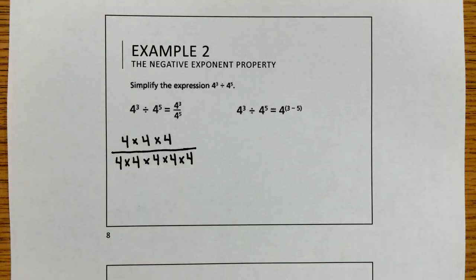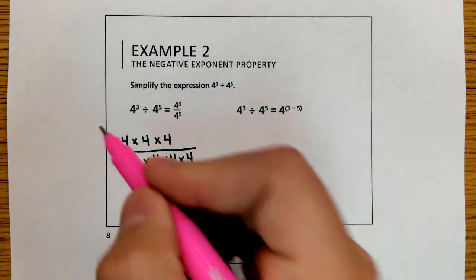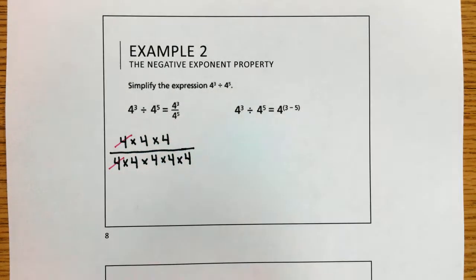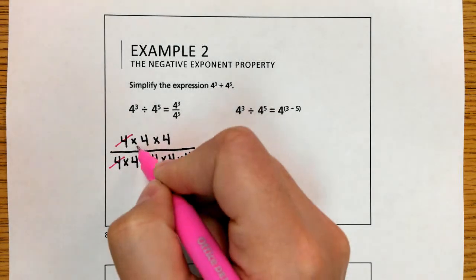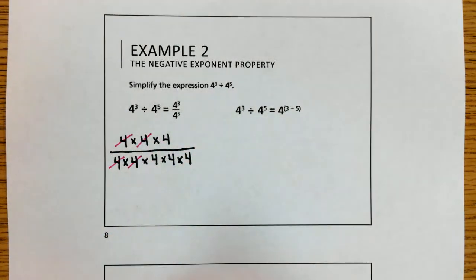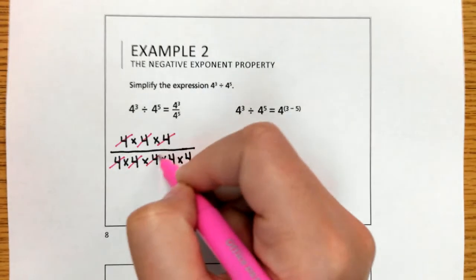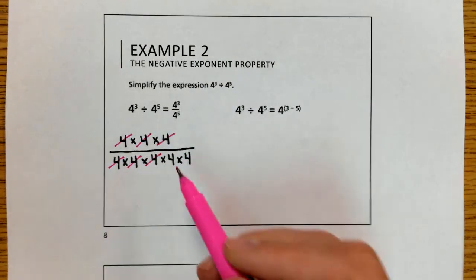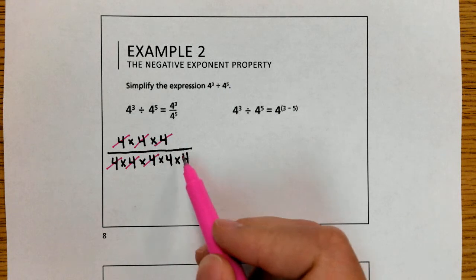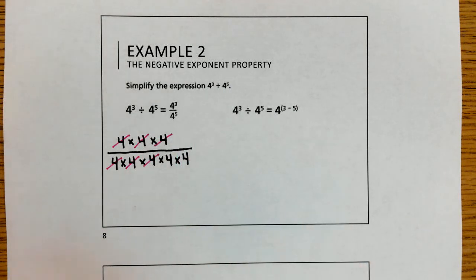Now here, we can simplify. Top and bottom have some common factors of 4. 4 divided by 4 gives us 1, so that simplifies. 4 divided by 4 gives us 1, so that simplifies. 4 divided by 4 gives us 1, so that simplifies. And then I'm left with 2 4s in the bottom. Nothing's left in the top.